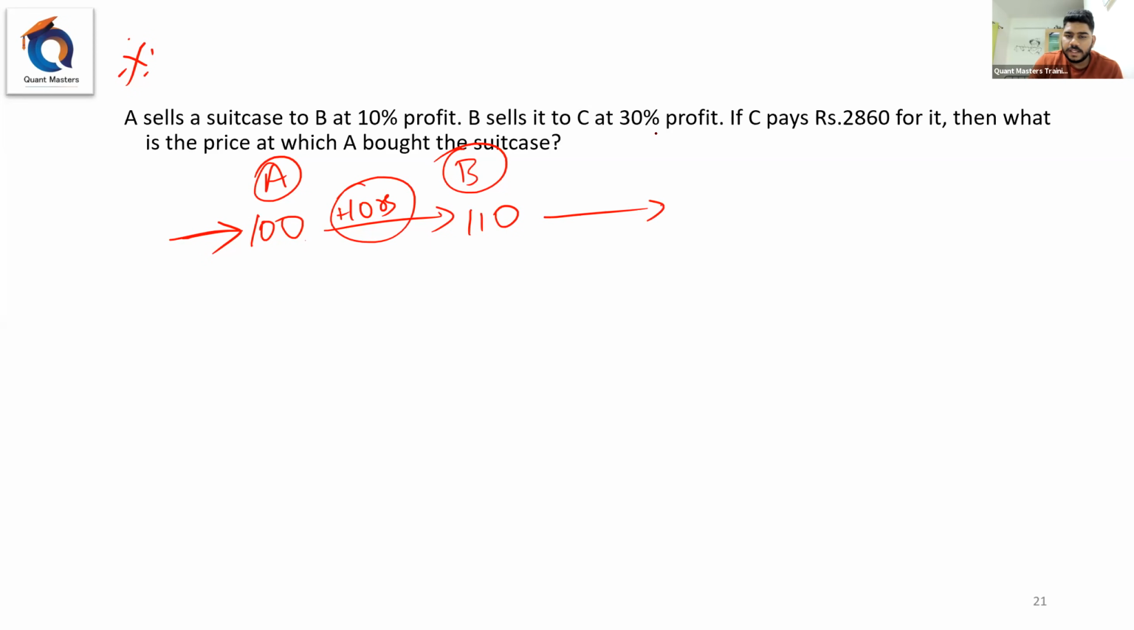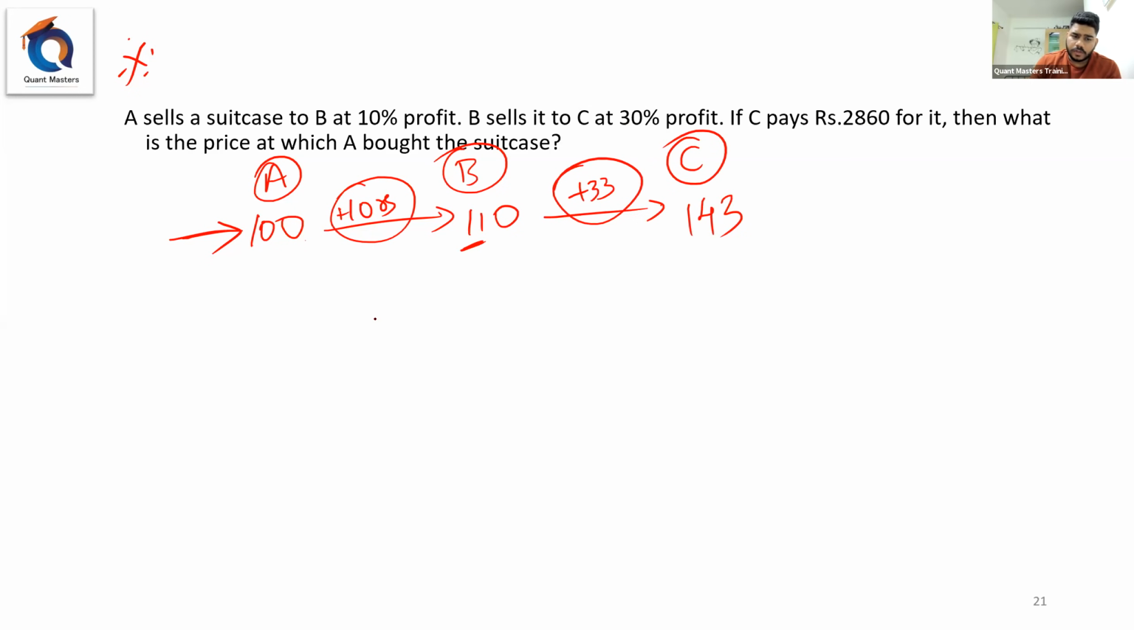And B is selling to C at 30% profit. So 30% will be 33 rupees profit, so he will be selling at 143. Okay, so here C is paying 143. They're telling us C pays 2860.